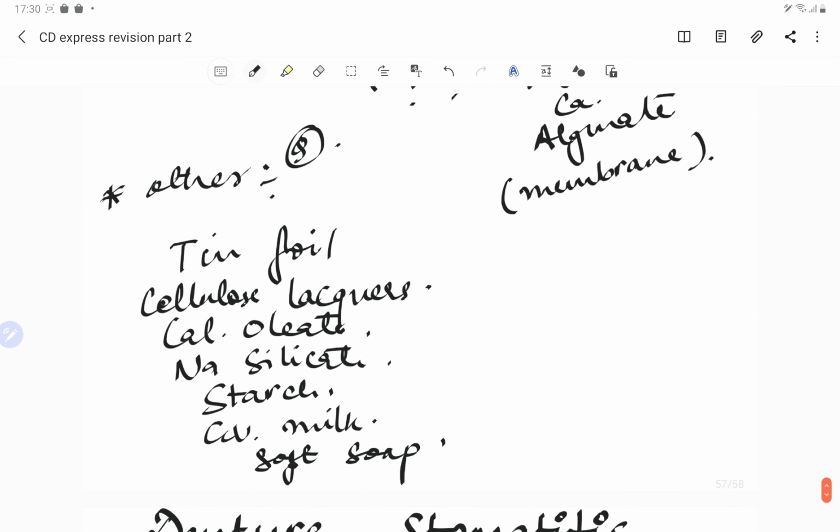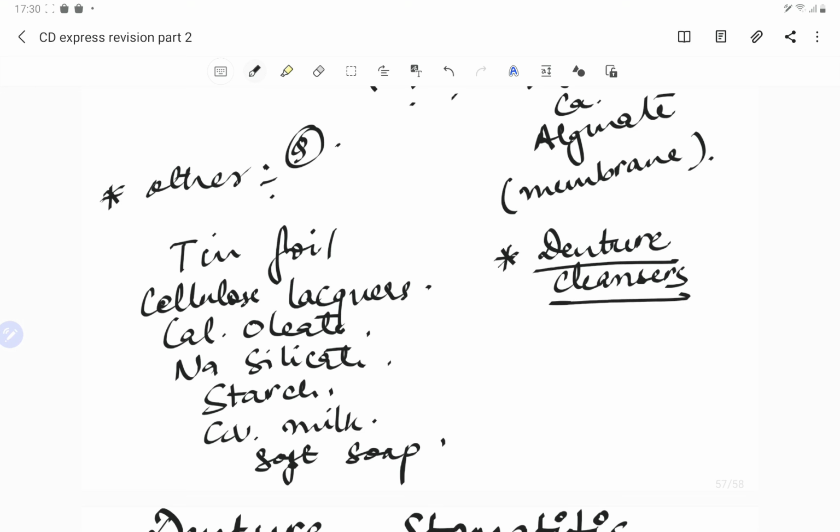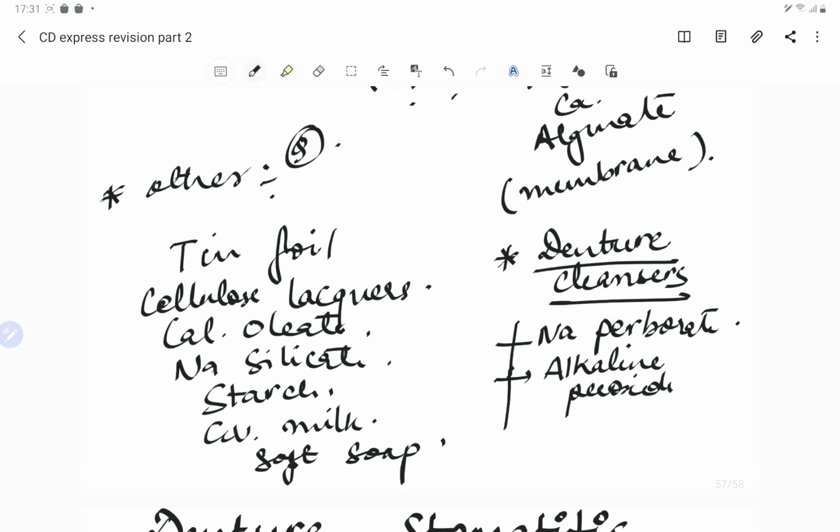And also one more thing, denture cleansers. What are the denture cleansers? Used for cleaning the denture, as the name suggests. So, they can be sodium perborate, alkaline peroxide, or hypochlorite. We know that hypochlorite is most of the time used for cleaning only, right. So, these are the denture cleansers.